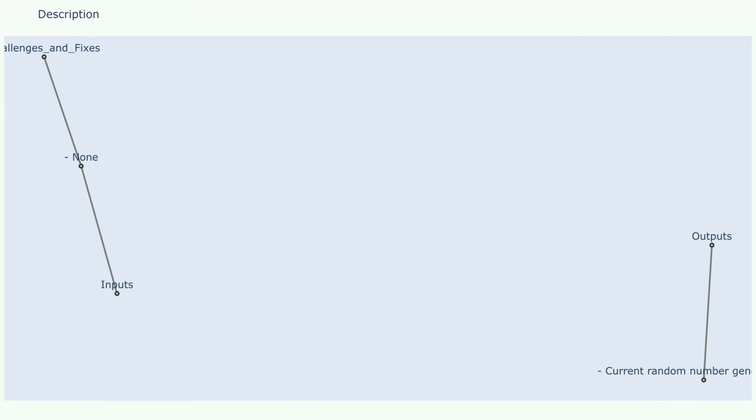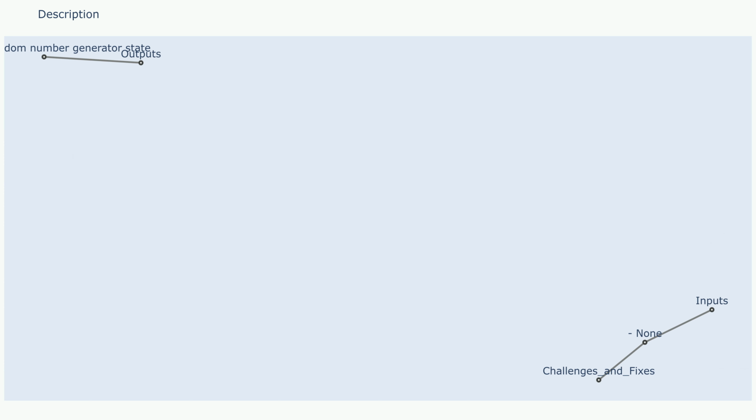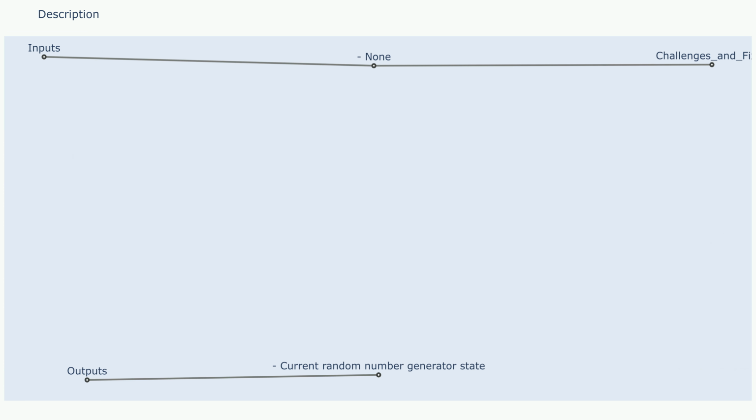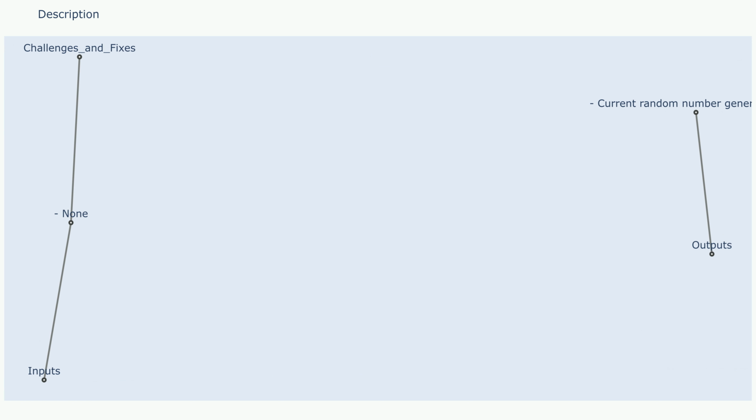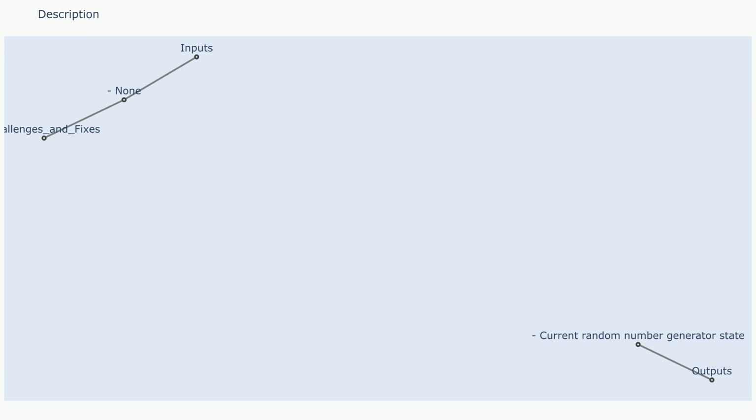YAML. torch.get_rng_state. Description. The torch.get_rng_state function retrieves the current state of the PyTorch random number generator, RNG. This state encapsulates the internal parameters used by the RNG to generate pseudo-random numbers. Inputs. None. Outputs. Current RNG state. A torch byte tensor containing the current state of the PyTorch random number generator. This state can be used to restore the RNG to its previous state at a later point.